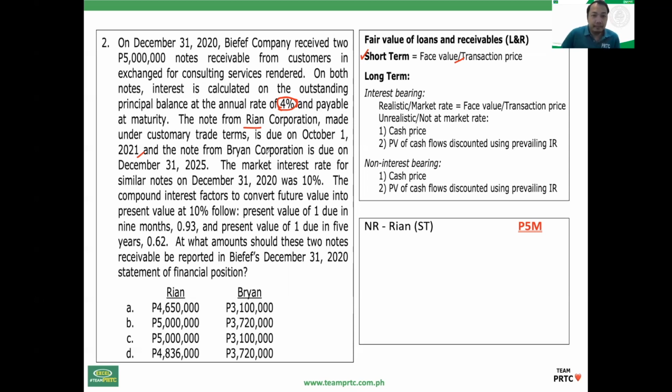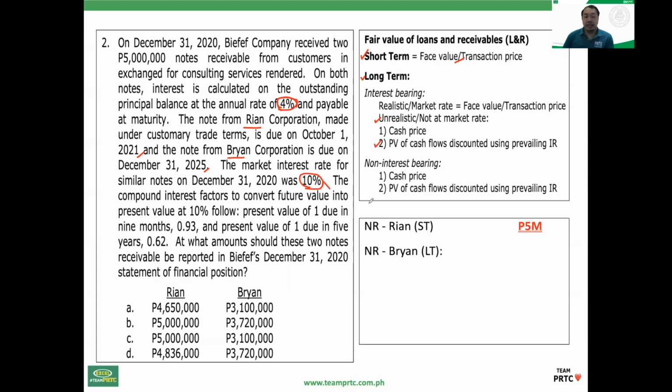So the other note, the note from Brian, is due on December 31, 2025. Dahil long term yan, we need to consider the rate. Now, the prevailing rate at that time, 10%. So clearly, yung 4% na stated rate, unrealistic. Okay? So ito naman ang situation kay Brian. Long term, 5 years with unrealistic rate. Dapat cash price ang gagamitin. Kaya lang walang binigay na cash price. So we'll use this one: present value of cash flows, discounted using 10%.